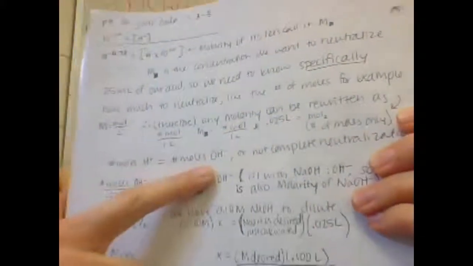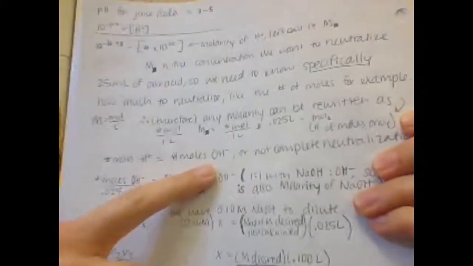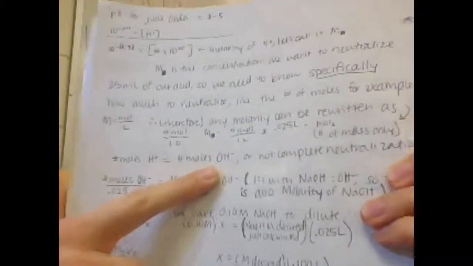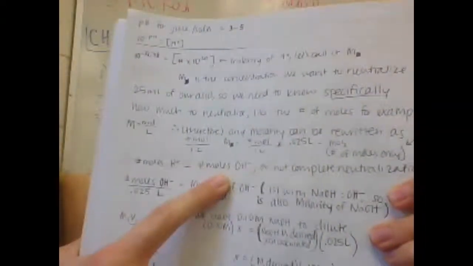That's what I want. Once I have that number of moles of H plus, I need an equal amount of moles of OH minus for this neutralization reaction to actually become neutralized. So it won't be complete if those are not equal. Knowing that, that number will be the same. So that number I just calculated is also my number of moles of OH minus that I need.